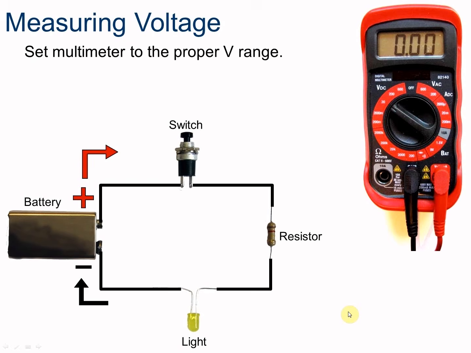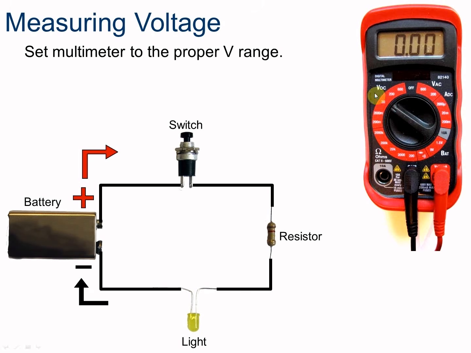Now, first we have to set the multimeter to the proper voltage range. Right here, we can see that there's voltage V, DC. That's what we're interested in. Over here, this is AC. AC is the type of current, called alternating current, that you get from the socket of your home or in the lab. The wall sockets produce AC current. It flows one direction and then it flows back the other direction. It's a little bit more complicated than what we want to get into at the moment.